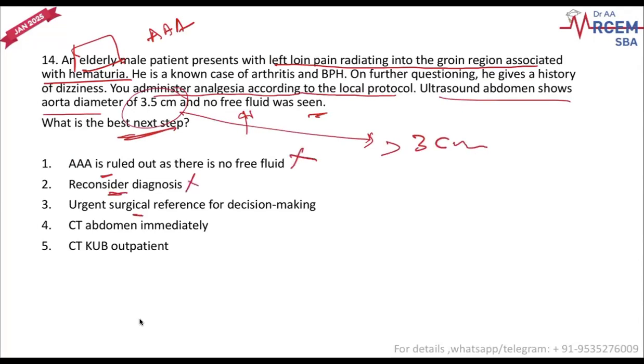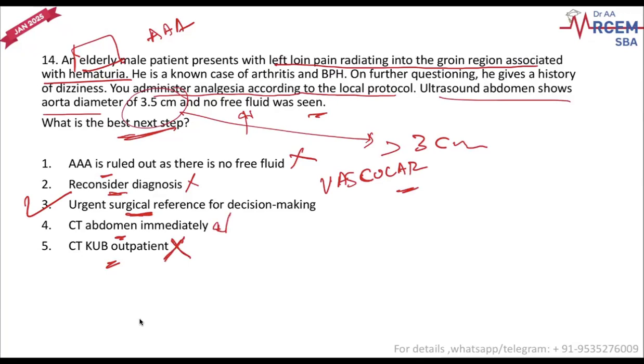So no, reconsider diagnosis? No, it is an AAA. We are not reconsidering. Urgent surgical reference for decision making. Absolutely right. To be more clear, it is a vascular reference that is required as a first step. CT abdomen immediately? CT outpatient? No. First, we always involve the surgeons, then decide if the patient is stable, then you decide to get a CT abdomen, that is an angiogram. So the right answer here is always involve the surgeons first.